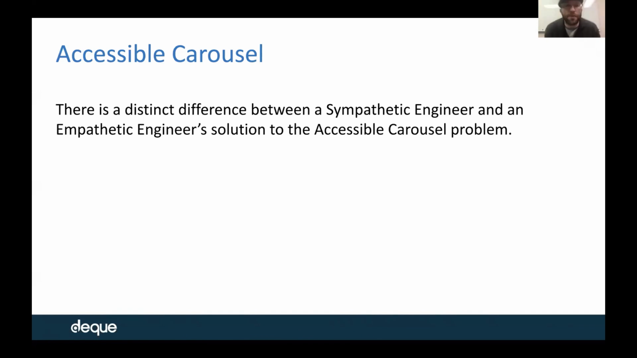So, accessible carousel. We're starting to talk about solutions here. There's a distinct difference between a sympathetic engineer and an empathetic engineer's solution to the accessible carousel problem. And I know this because I have gone through this process with one of our engineers who is getting ramped up on accessibility here at DQ, and a couple of engineers at companies that we consult with. I've seen the sympathetic engineer approach versus the empathetic engineer approach happen 3 times in a row.